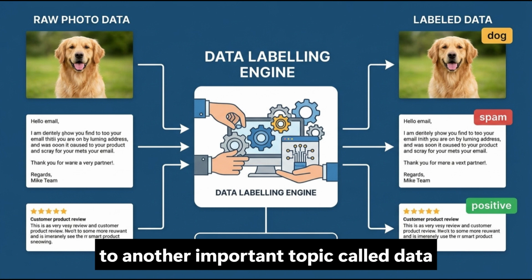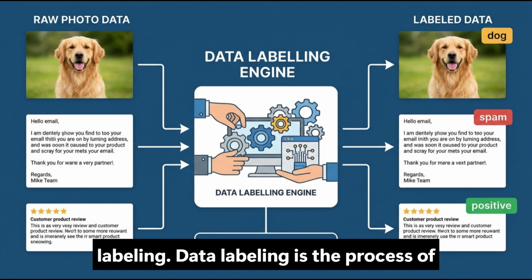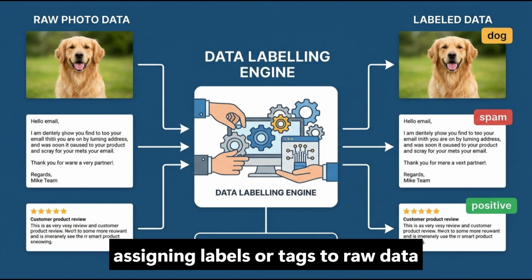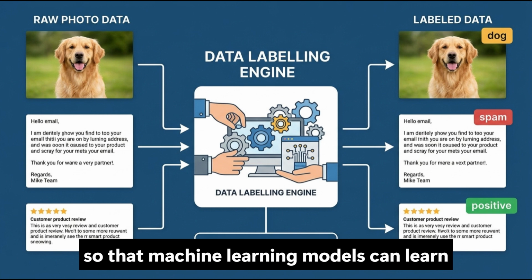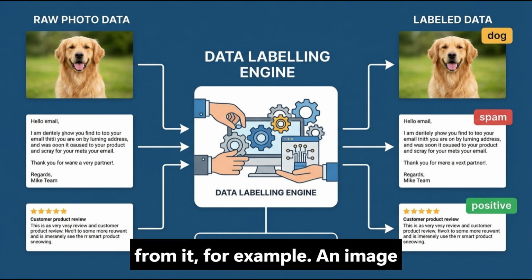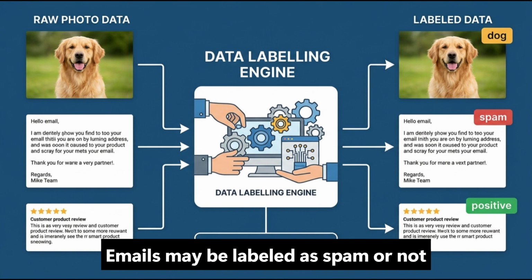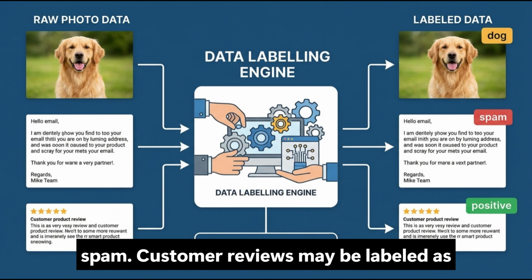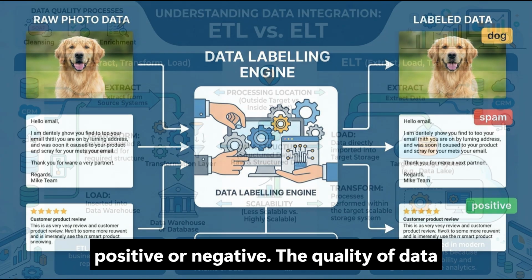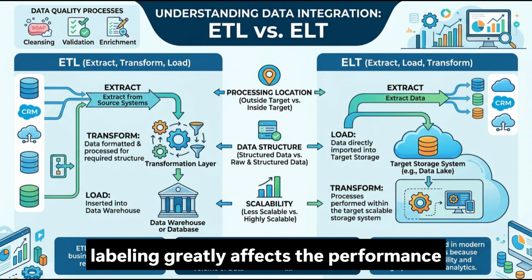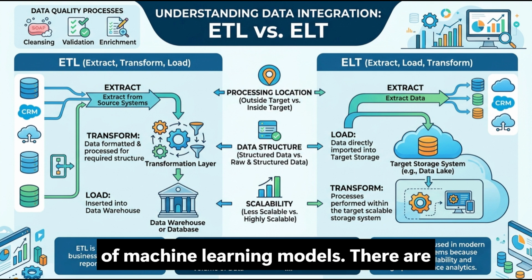Now let us move to another important topic called data labeling. Data labeling is the process of assigning labels or tags to raw data so that machine learning models can learn from it. For example, an image of a dog may be labeled as dog, emails may be labeled as spam or not spam, and customer reviews may be labeled as positive or negative. The quality of data labeling greatly affects the performance of machine learning models.